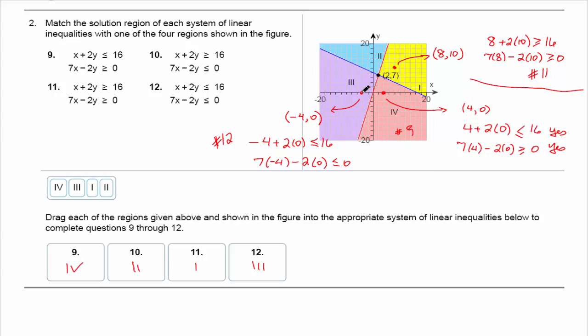And then I went to the purple region. Let's see, again by 2's, so this is (-4, 0). So I plug in minus 4 and 0. Minus 4 is smaller than 16. 7 times minus 4 is minus 28. That is less than 0, so they are both less than. And where do I get both less than? That's number 12. And then the only one left is region 2, which goes with condition 10.